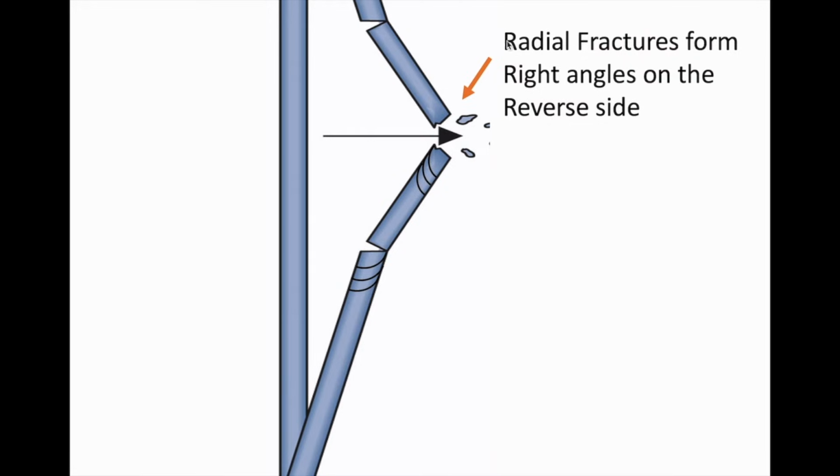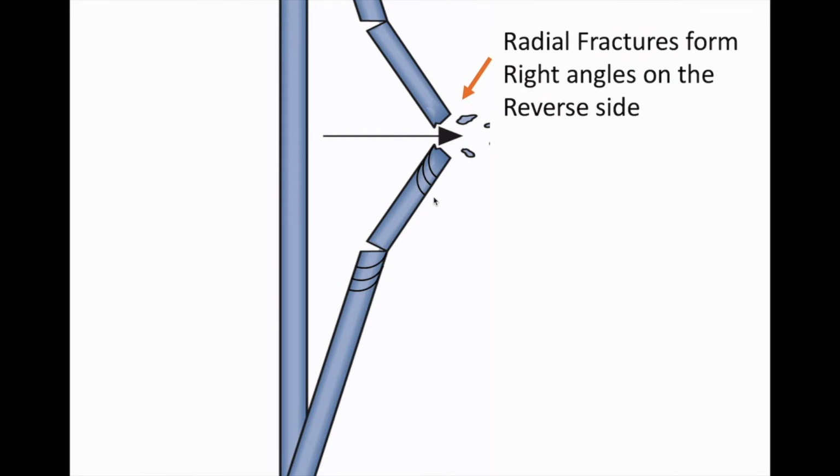The mnemonic device is RRR. Radial fractures form right angles. You see this angle right here? This is fairly right angle. Look over here. These ones are almost parallel to the edge, but each of these three, there's your 90-degree angle. So radial fractures form right angles on the reverse side.